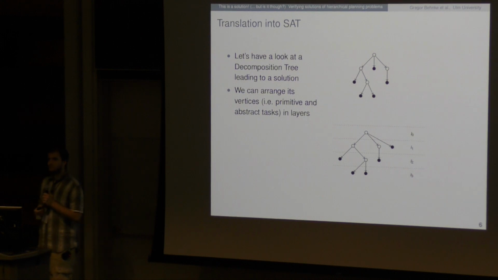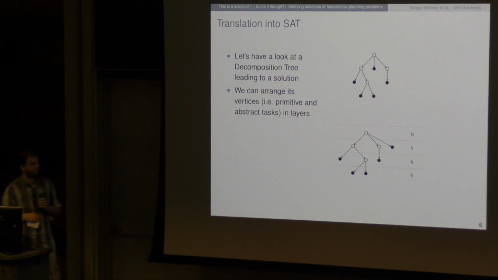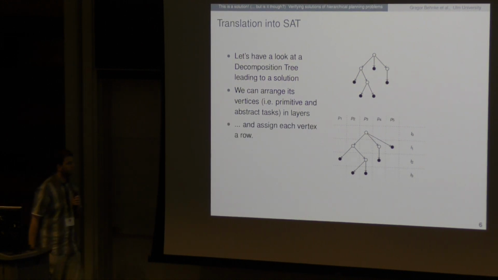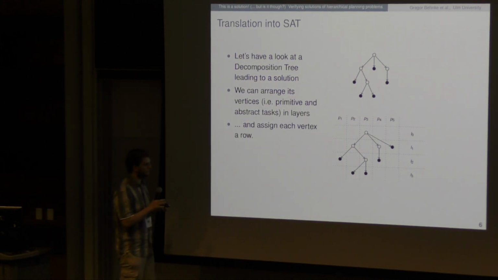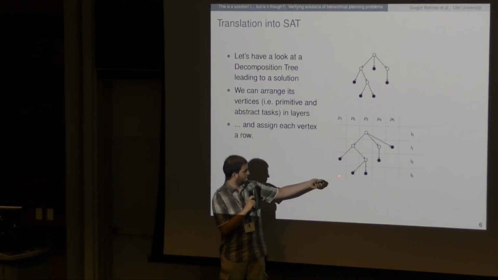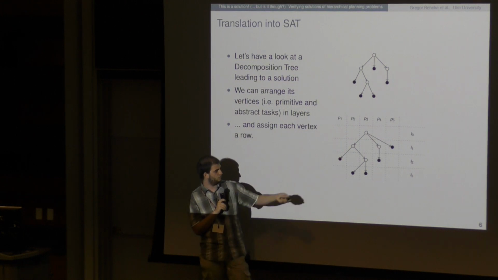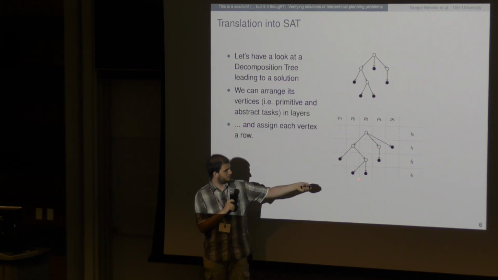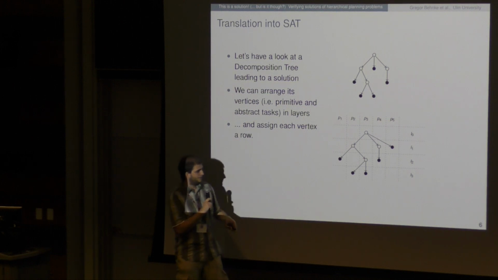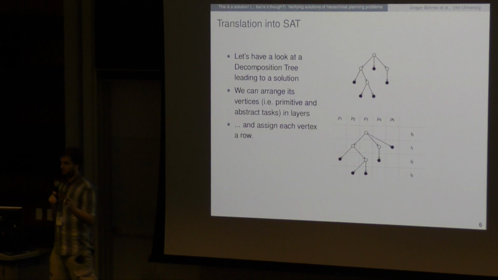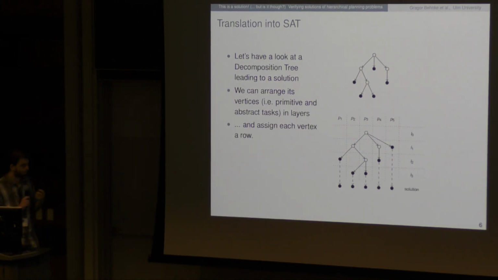The first thing we can obviously do is arrange it in layers. So there is a clear first layer, starting with the initial abstract task, a second, a third, and a fourth layer. Then we can also arrange the nodes into positions, starting here with the first position. This is the leaf that represents the first task in the solution. This gets the first position, this gets the second, third, fourth. And we just arrange the abstract task in the middle somewhere above the primitive task. This is obviously always possible.